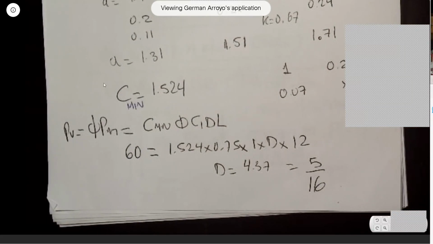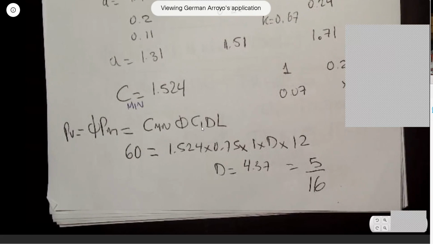I found 1.524. Phi Pu, I said, is equal to phi C mean C1 D L. This is the formula on the top left of the code. So this is the 60 that we used before. This is what we just computed. The phi is 0.75. C1 for electrode 70 is 1.